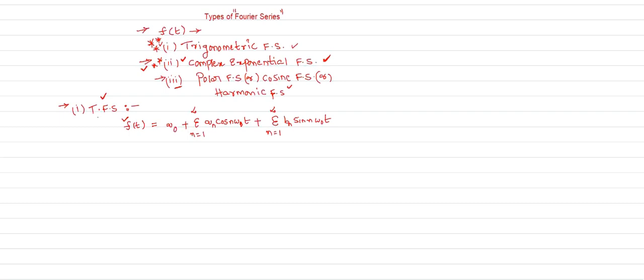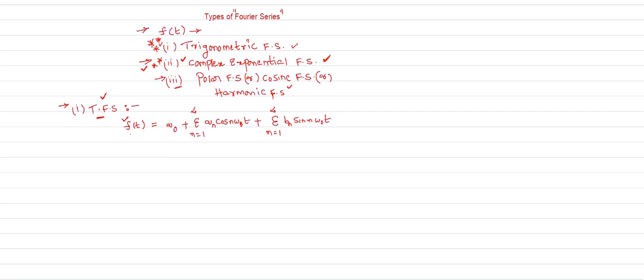in terms of the trigonometric functions, which are your sine and cosine functions. So this is the representation of Fourier series. This is the first type of representation, which is your trigonometric Fourier series representation.